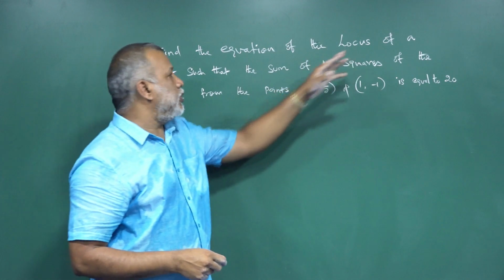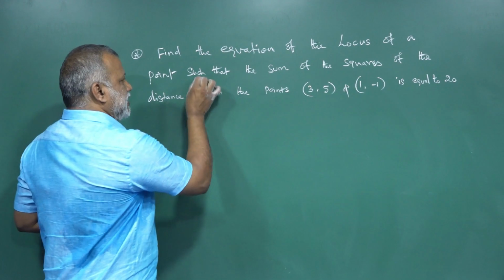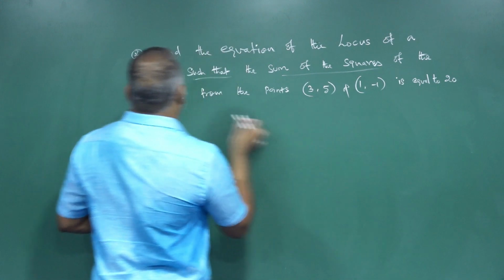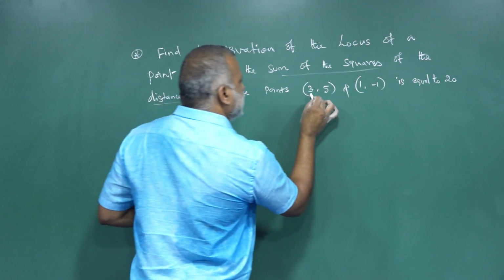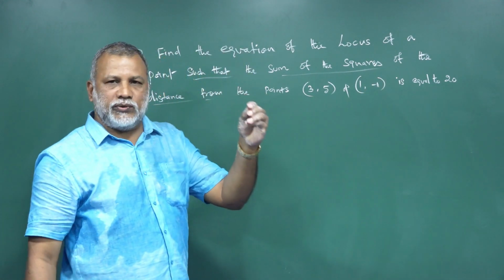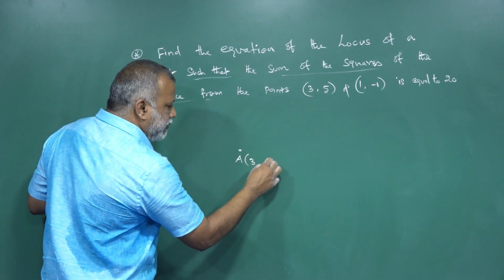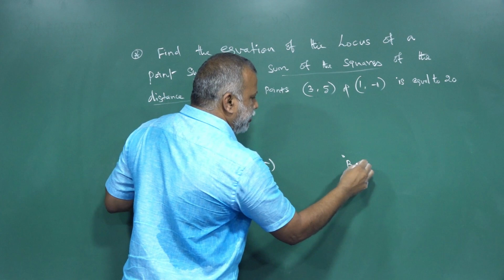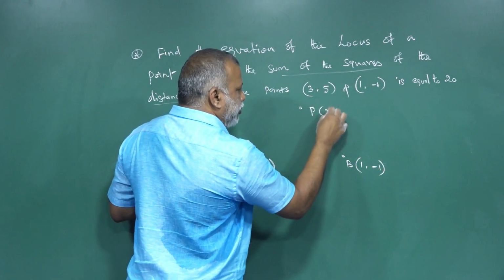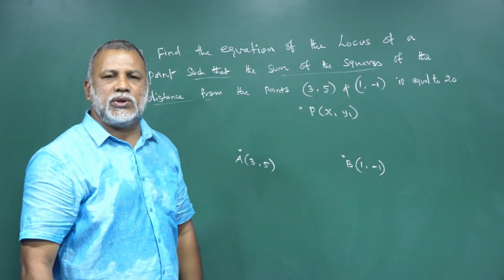Find the equation of the locus of a point, always the same sentence up to that level, such that after that we have some conditions. The sum of the squares of the distances from the points (3, 5) and (1, -1) is equal to 20. Just take a rough diagram. I am taking a point A (3, 5), another point B (1, -1). I have a point P of (x1, y1). Always I take the point as P of (x1, y1).